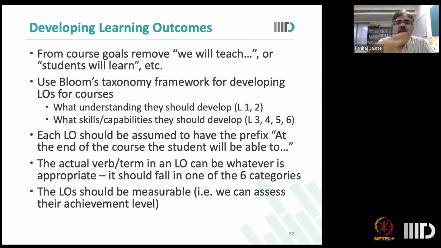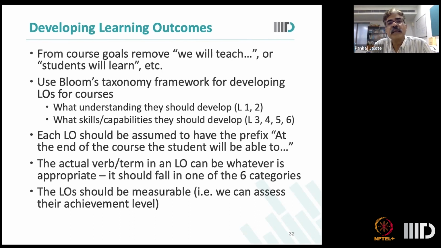But they should fall in one of the 6 categories. So when you use some new words, just mentally see where they are falling. Is it for understanding? Is it for analysis? Is it for evaluation? Where are they falling? So try to do that, so that ambiguity is minimized.